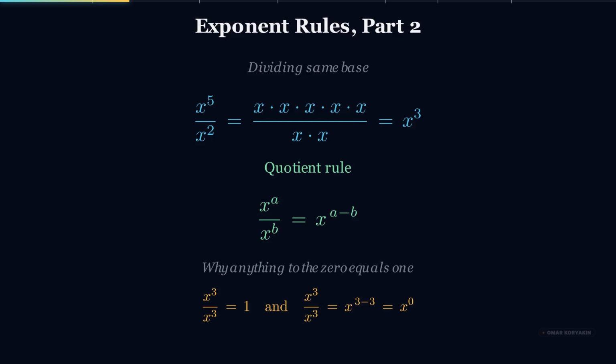Now consider what happens when the top and bottom are the same power. Take x cubed divided by x cubed. Anything divided by itself equals 1, so the value of this fraction is 1. But if we apply the quotient rule, we get x to the power of 3 minus 3, which equals x to the 0. Both readings of the same expression must agree, so x to the 0 must equal 1. The zero exponent rule is a direct consequence of the quotient rule.